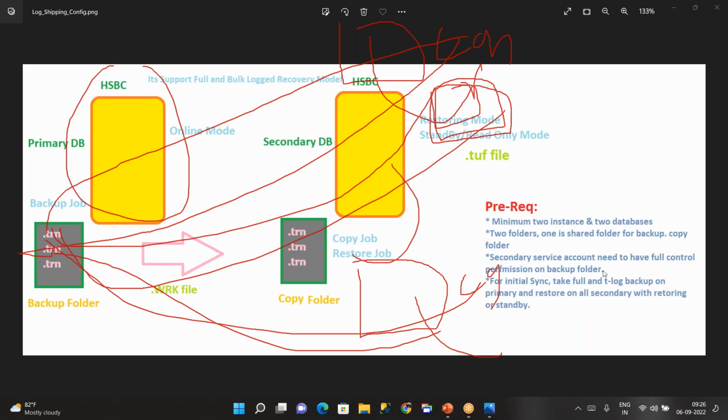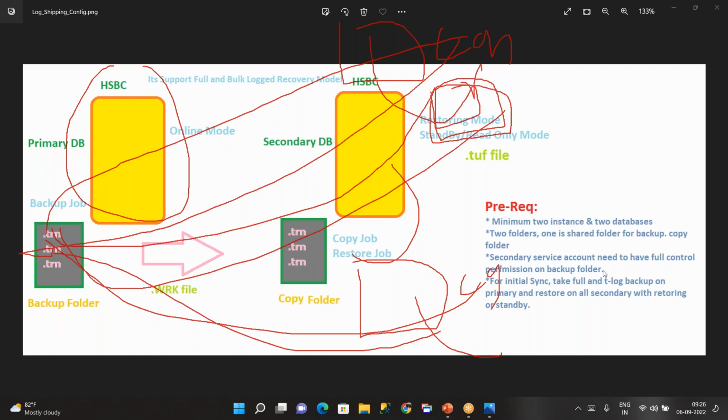Very simple, sir. Don't make it complex. Everyone prepare only 4 lines, sir. What is log shipping? Log shipping is one of the basic high availability and disaster recovery solutions, which ships the transaction log backups from primary to n number of secondaries. That's it, sir. How is log shipping working? Log shipping works based on jobs: backup job, copy job, restore job. Backup job will be created on the primary instance. Copy job and restore job will be created on the secondary instance.